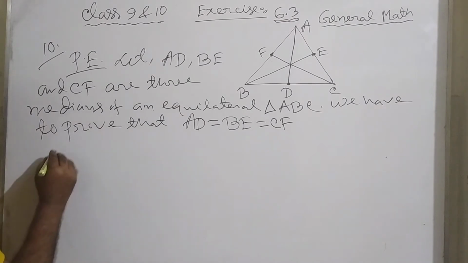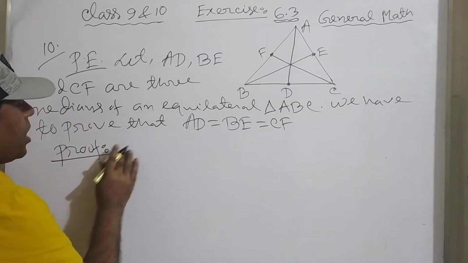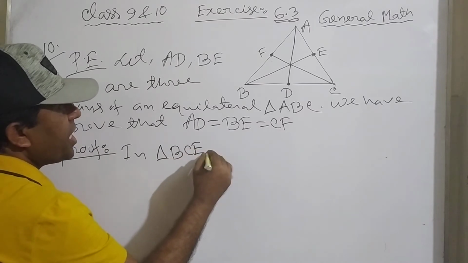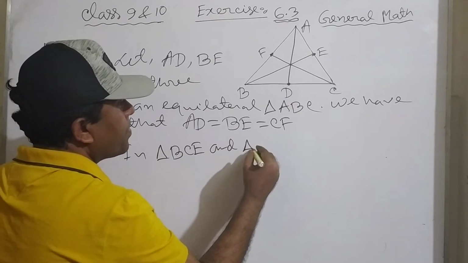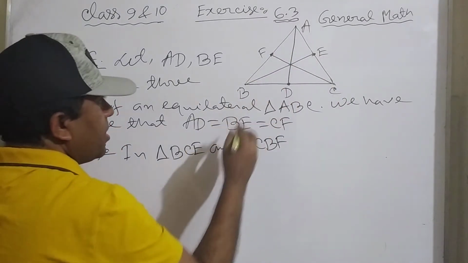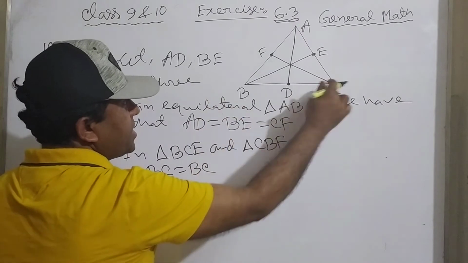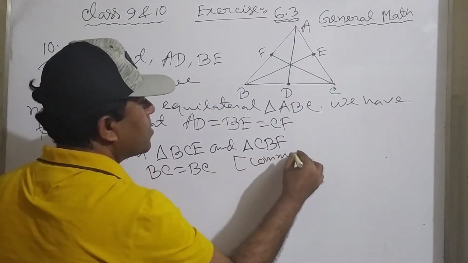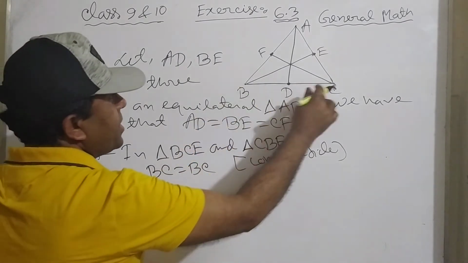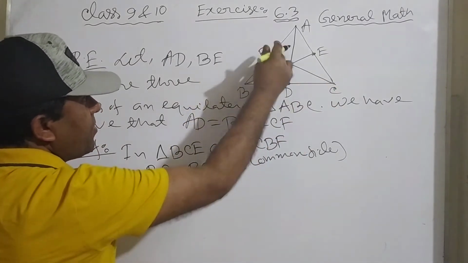Proof. Now let's consider two triangles, BCE and CBF. In triangles BCE and CBF, side BC equals BC, a common side of both triangles. In the first triangle BCE, we take CE, which equals BF of the second triangle CBF.